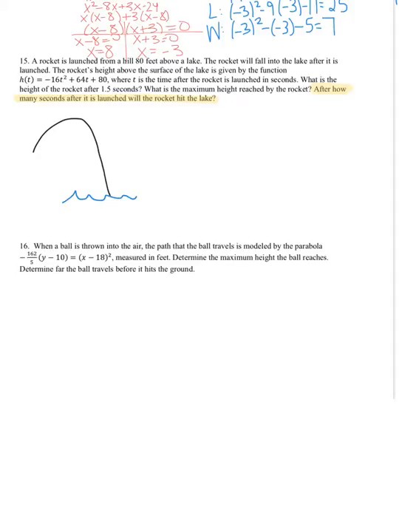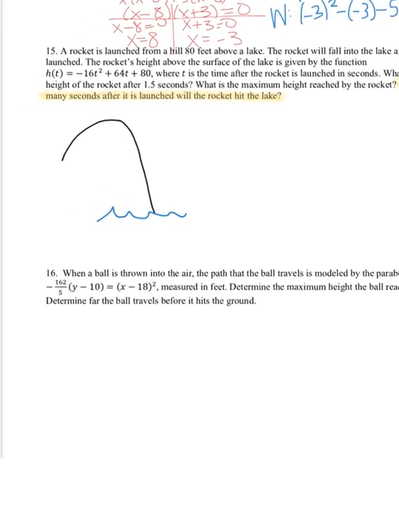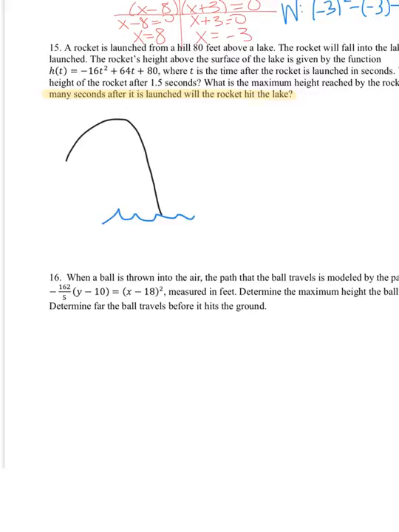Okay, so for this question, the rocket will hit the lake. We want to know after how many seconds, right? So we need to solve for t, which means we need to plug something in for the y value, or for h of t, which is the height. So think of that. If you are the rocket hitting the lake, what is the height? That height is at 0, right?